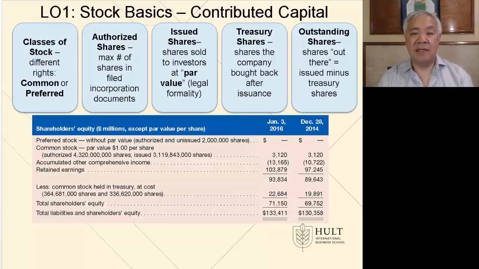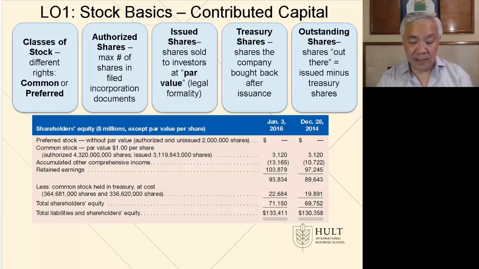Outstanding shares means the shares that are out there, right? So the word out is relevant here. These are the total issued shares, which are the ones that you ever issued, minus the amounts that are sitting in your treasury. Outstanding shares is simply total issued shares minus the treasury shares.